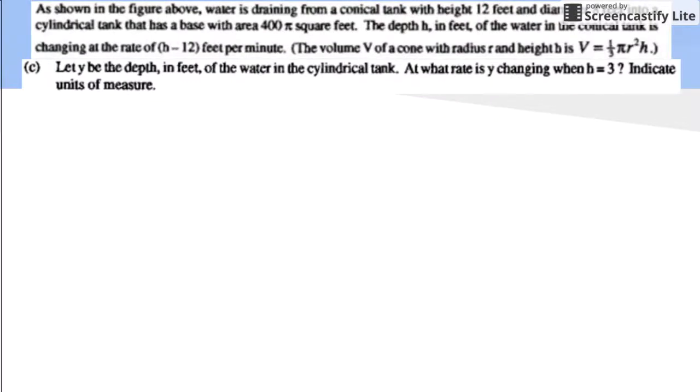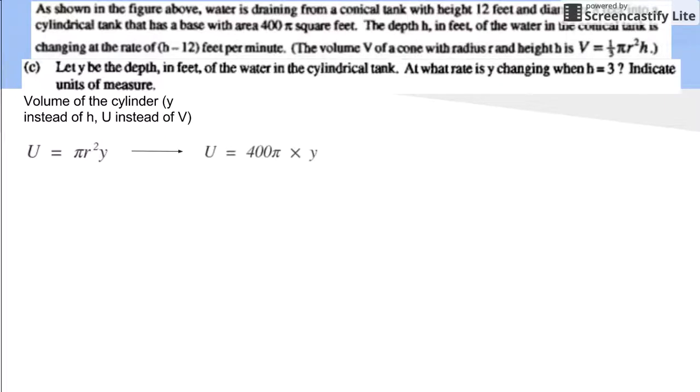Now, in the final part of the problem here, it asks us to let y be the depth in feet of the water in the cylindrical tank. At what rate is y changing when h equals 3? Indicate units of measure. So now we have our expression for finding the volume of a cylindrical tank, which we know to be V equals pi r squared h. Now for this part of the problem, we're going to refer to V as u and h as y, to better differentiate between the cylindrical tank and the conical tank.